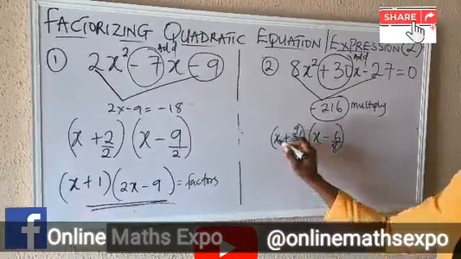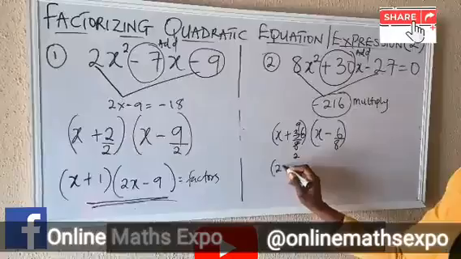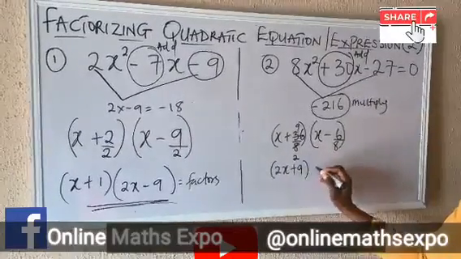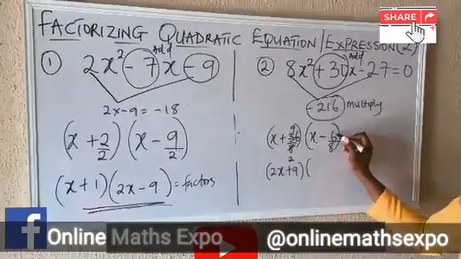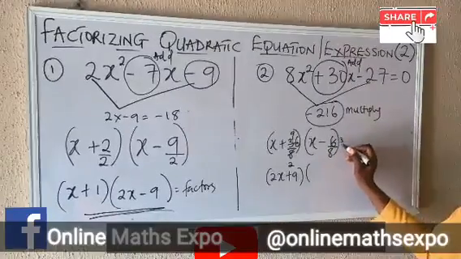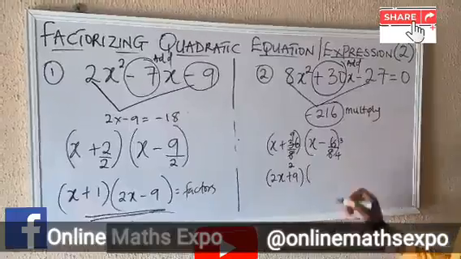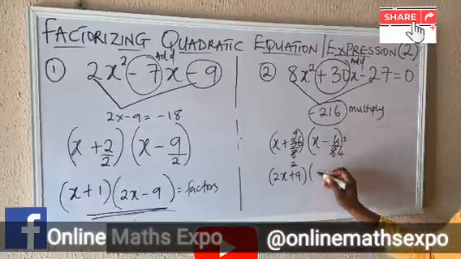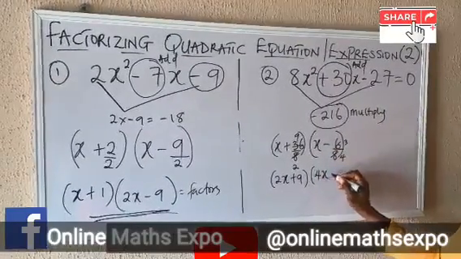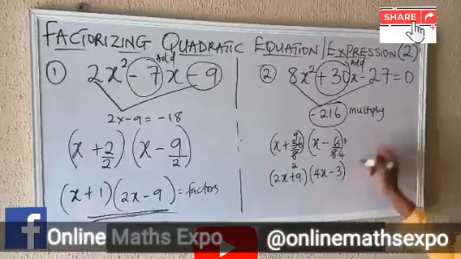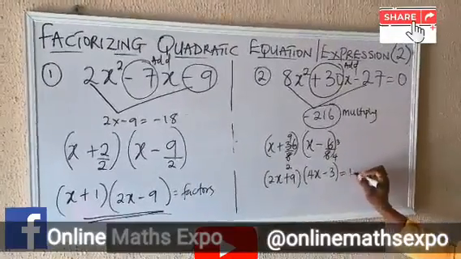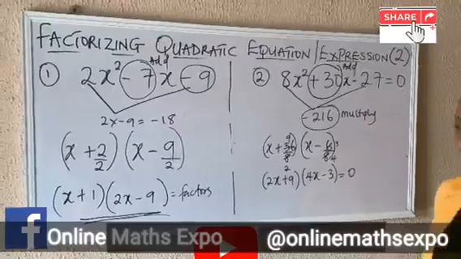So we multiply 2 by x to give us 2x plus 9. And for this, 2 will divide 6 to give us 3. 2 will divide 8 to give us 4. It cannot be reduced again. So we use this 4 to multiply x. It will give us 4x minus 3. All are equal to 0.